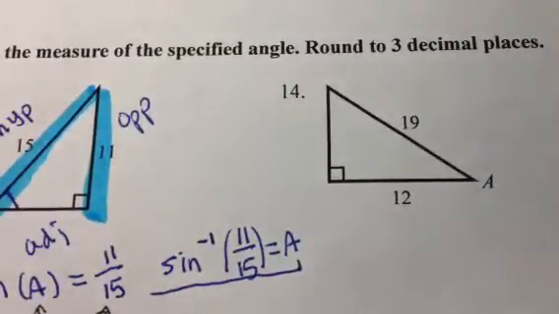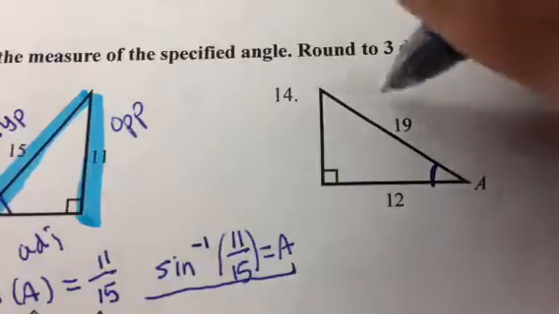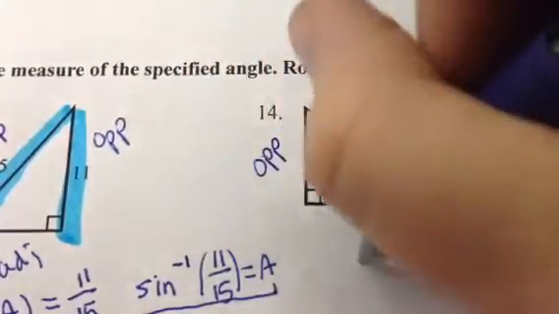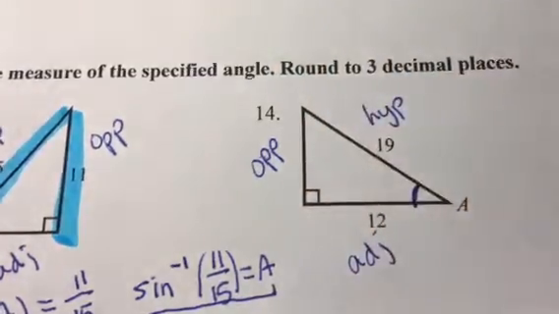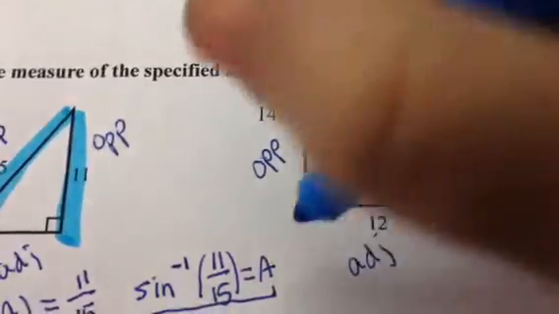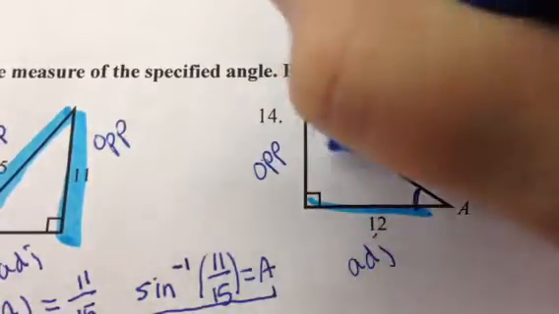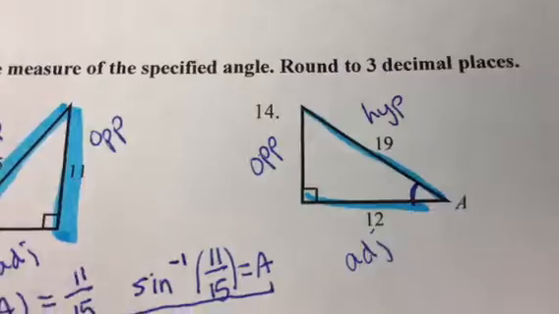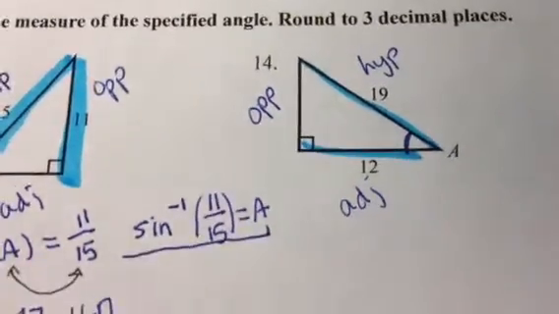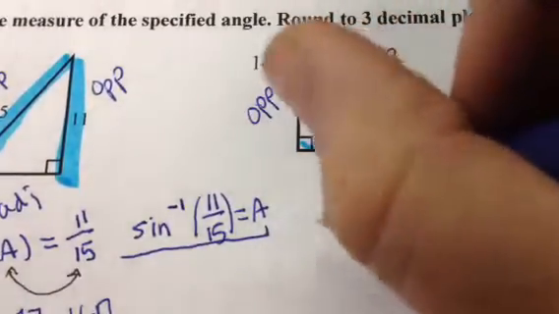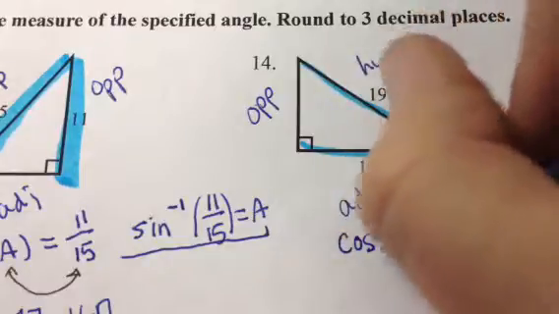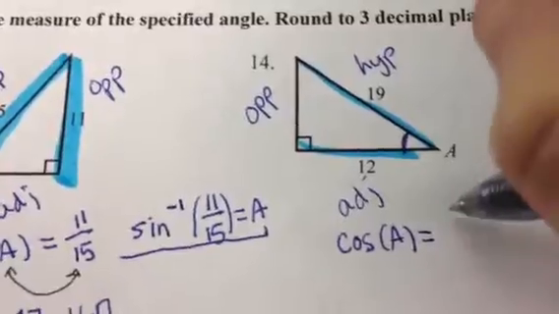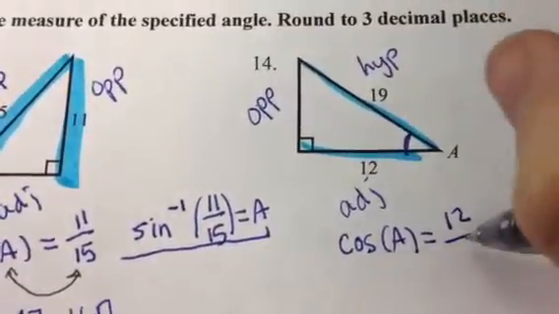All right, in 14, here's angle A. We've got the hypotenuse. The opposite side is unlabeled. The adjacent side is 12. And we are working with adjacent and hypotenuse. So this is going to be our cosine. So again, the two things I really want to see when you show your work, first is this statement. Cosine of angle A equals adjacent over hypotenuse, 12 over 19.